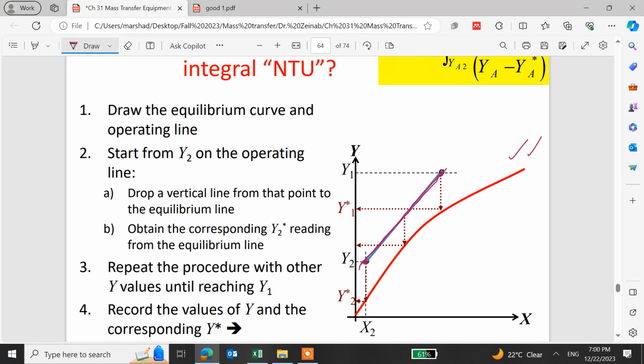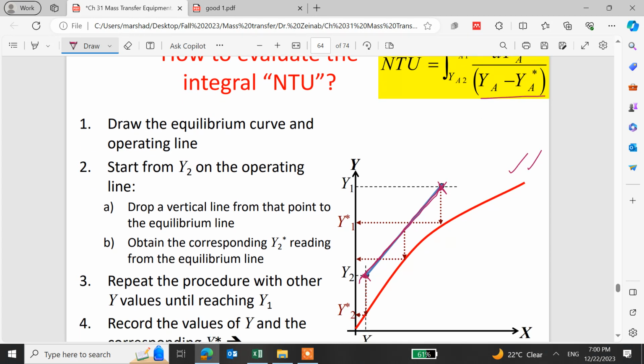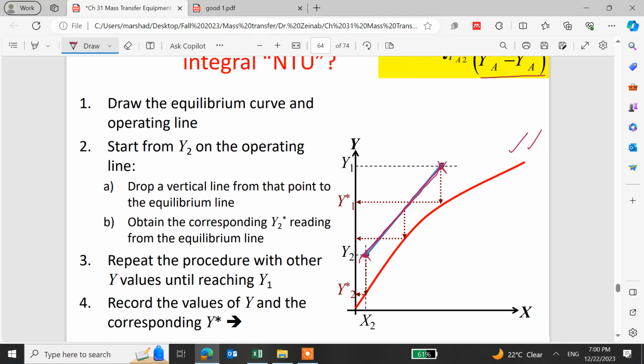Then we need to integrate from this point to this point. So we need to find this Ya minus Ya star, starting from Y1 to Y2 or Y2 to Y1. Y2 is small, so we can go from Y2 to Y1. So from Y2, just drop perpendicular to the equilibrium line. At this point this is Y2, this is Y2 star. So then we can find Y2 minus Y2 star.